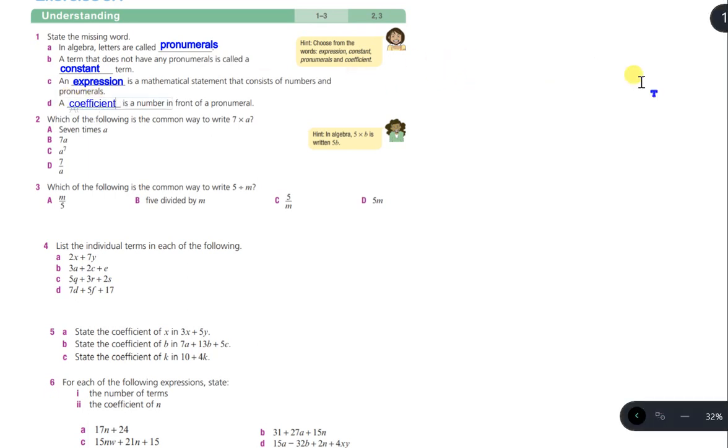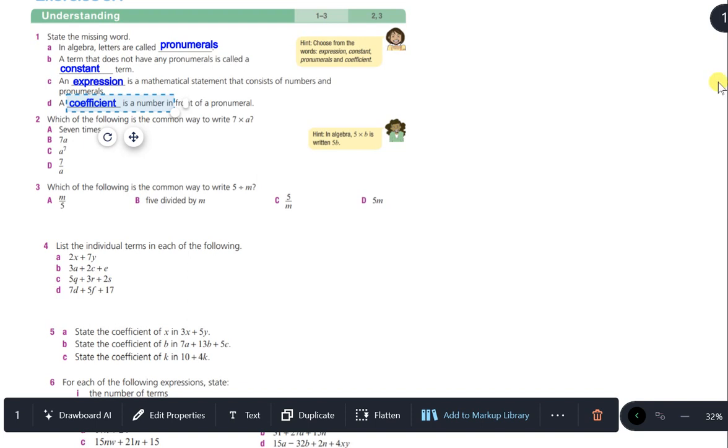State the missing word. In algebra, letters are called, I prefer to call them variables or unknowns, but it says to choose from those yellow words on the side, so I'm just going to go pronumerals. A term that does not have any pronumerals is called a constant term. An expression is the answer for this one. It is a mathematical statement that consists of numbers and pronumerals, and that means that a coefficient will be the last one. So a number placed in front of a pronumeral.